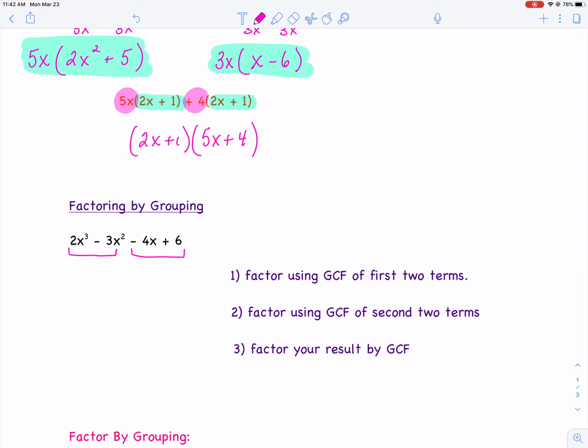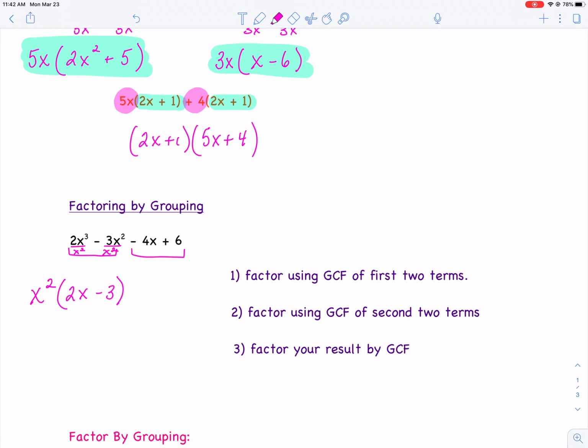So watch, if I look at the first two terms, there's no GCF between the 2 and the 3, and when I look at x cubed and x squared, x squared is the GCF. If I divide each of these by x squared, literally if you want to show it, you can divide each by x squared. You get a 2x minus 3. Okay, the x squareds divide out.